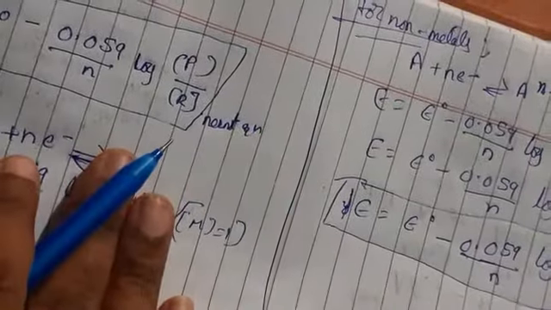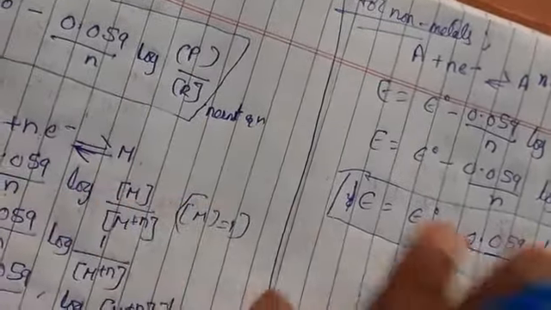So this is the relation between the cell potential or electrode potential and the concentration of ions. So we have the Nernst equation. How are we going to derive it from the equilibrium constant?